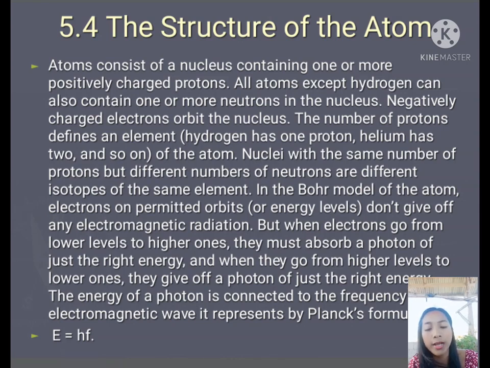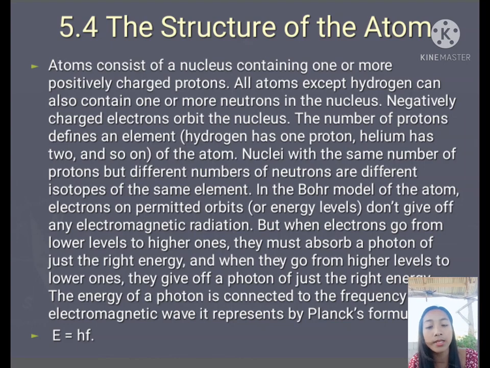In the Bohr model of the atom, electrons on permitted orbits or energy levels don't give up any electromagnetic radiation, but when electrons go from lower levels to higher ones, they must absorb a photon of just the right energy, and when they go from higher levels to lower ones, they give off a photon of just the right energy. The energy of a photon is connected to the frequency of the electromagnetic wave it represents by Planck's formula. So yung Planck's formula niya is E equals hf, which nakakonstant yung h, given na siya, constant na siya.